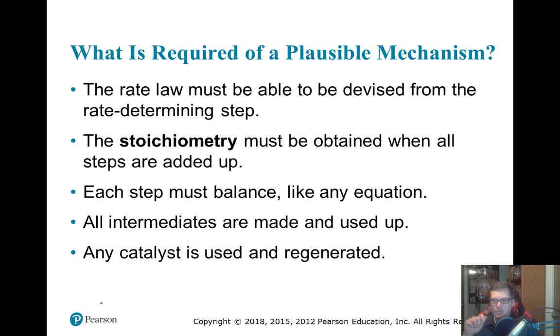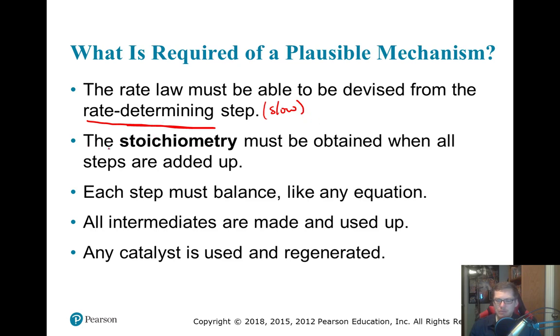Okay. So what is required for a plausible mechanism? Now this is very important. You need to be able to walk yourself through these. So at different points, you're going to be given possible rate or reaction mechanisms, and you need to be able to walk yourself through whether or not that is a possible reaction mechanism. All right. So the rate law, okay, number one, the rate law must be able to be devised from the rate determining step. Okay, so this is the slow step. All right, and we'll talk about what that means in a couple of times.